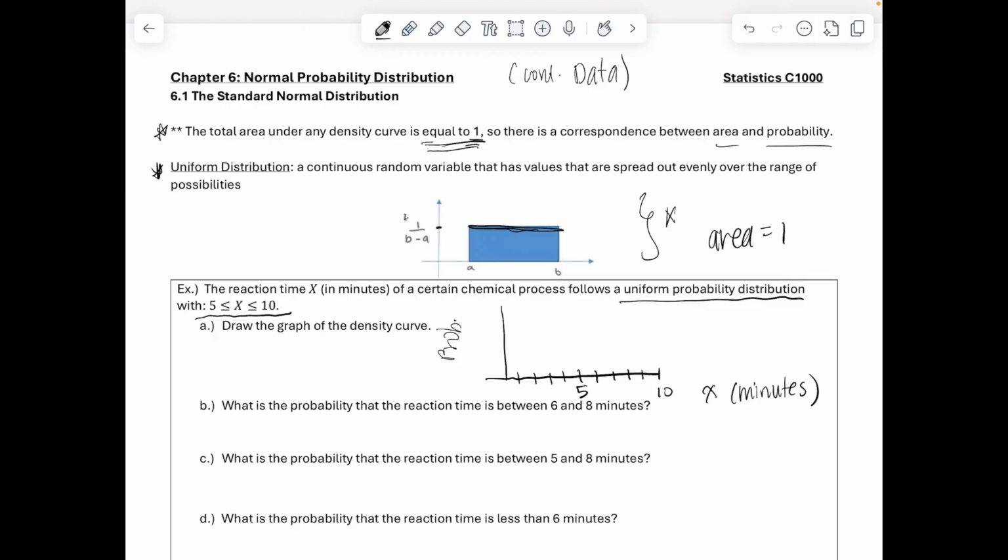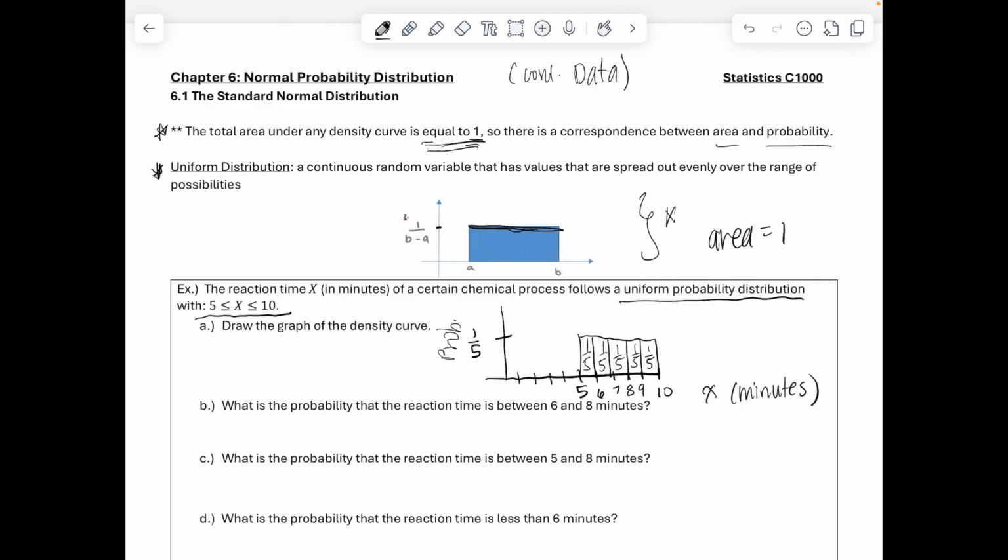Because I know it's uniform, I'm going to draw my rectangle here, and these can be split into equal pieces. Since the area under the density curve is always equal to 1, each of these little pieces is 1/5. And that means this corresponding height would be equal to 1/5, since each of those little rectangles is 1 unit wide, going to 6, to 7, to 8, to 9, and then to 10. So make sure that you have both your axes labeled.